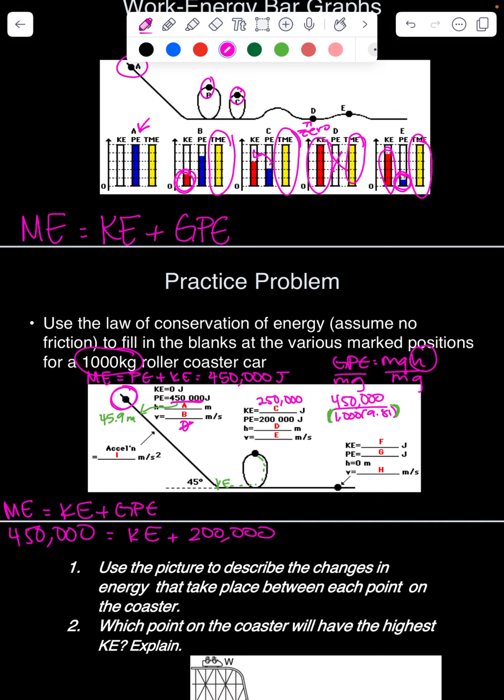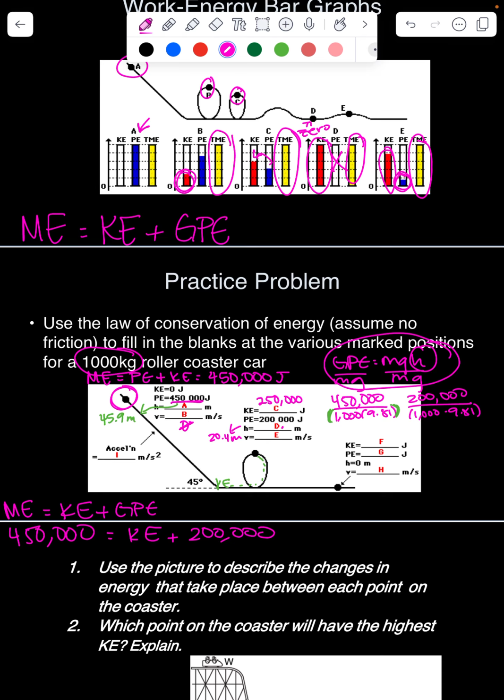To find H, which is D right here, we're going to use this same setup, but instead of 450,000, we're going to use 200,000. So 200,000 divided by 1,000 times 9.81 does give us a height of 20.4 meters. So that height is 20.4 meters.